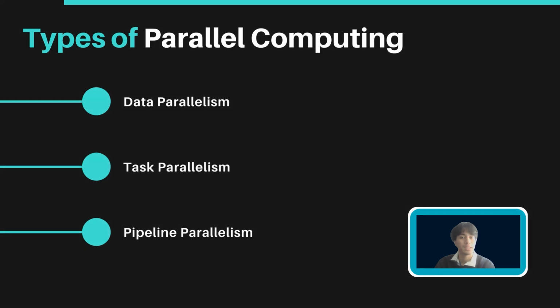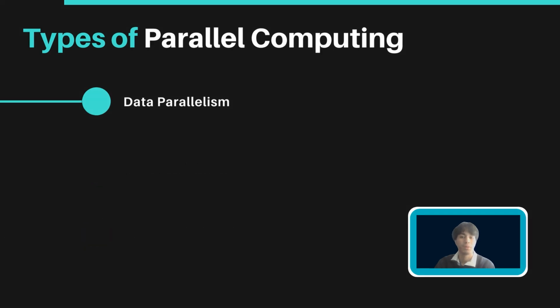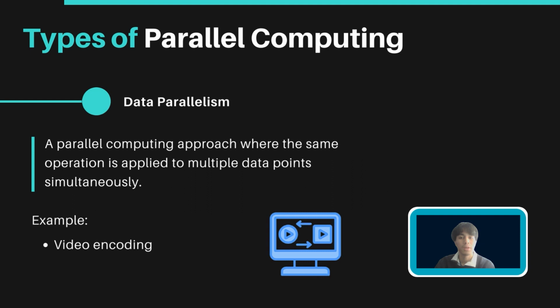The first one is data parallelism. Data parallelism refers to a parallel computing approach where the same operation is applied to multiple data points simultaneously. In data parallelism, the workload is divided by distributing data across processing units, and each processing unit operates independently on its subset of data, performing the same computation on each data point concurrently.